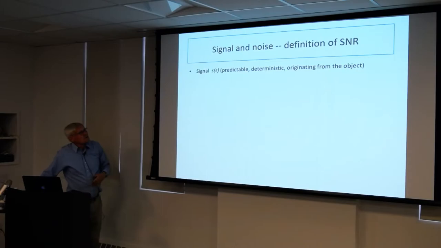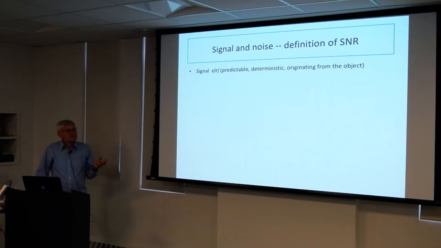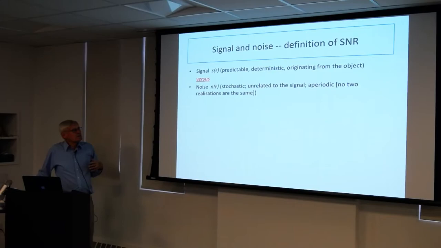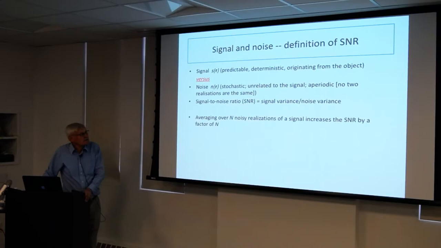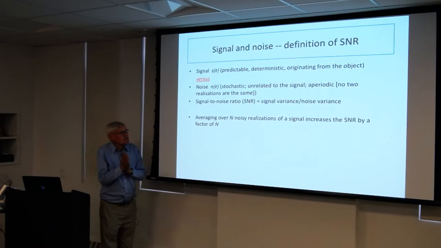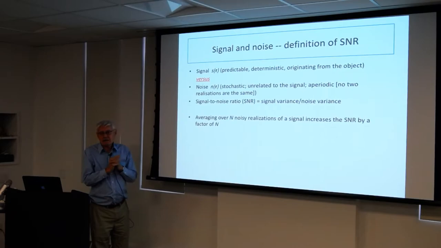Okay, signal and noise, definition of SNR. What is a signal? The signal is predictable, deterministic. It originates from the object. Noise is stochastic, unrelated to the signal. It's aperiodic, and no two realizations are the same. The signal-to-noise ratio, the definition in signal processing and image processing, is always the ratio of the variances: the signal variance divided by the noise variance. So averaging over n noisy realizations of a signal increases the signal-to-noise ratio by a factor of n. Right?